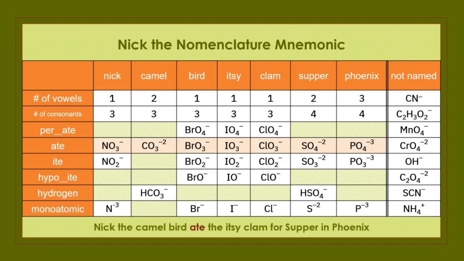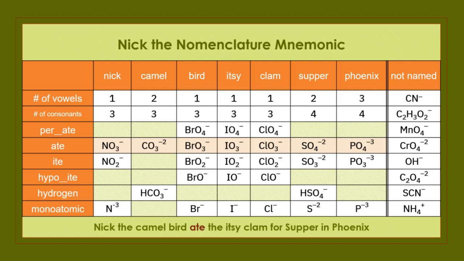So if you're in my Chem 130 class, there are only 8 other polyatomic ions that you have to memorize besides those that are listed in this chart. Those are cyanide, acetate, permanganate, chromate, hydroxide, oxalate, thiocyanate, and ammonium ion.